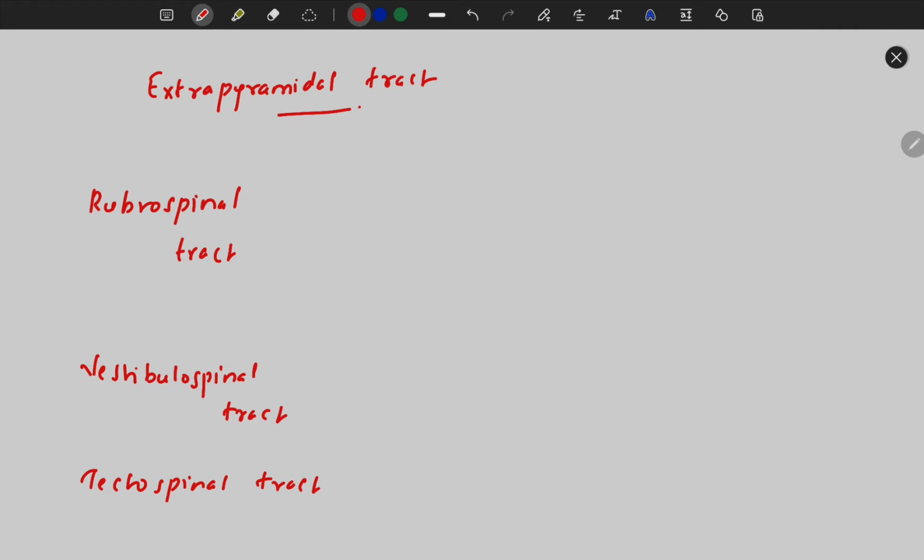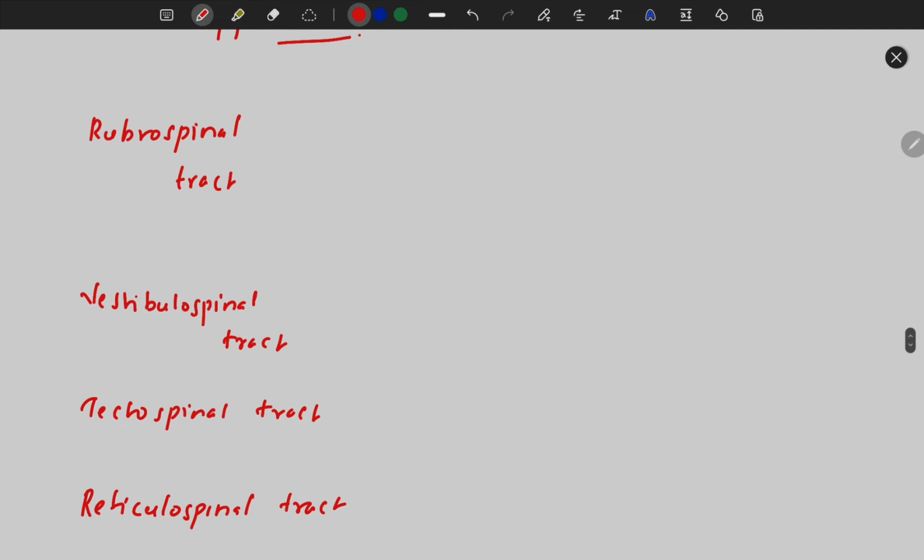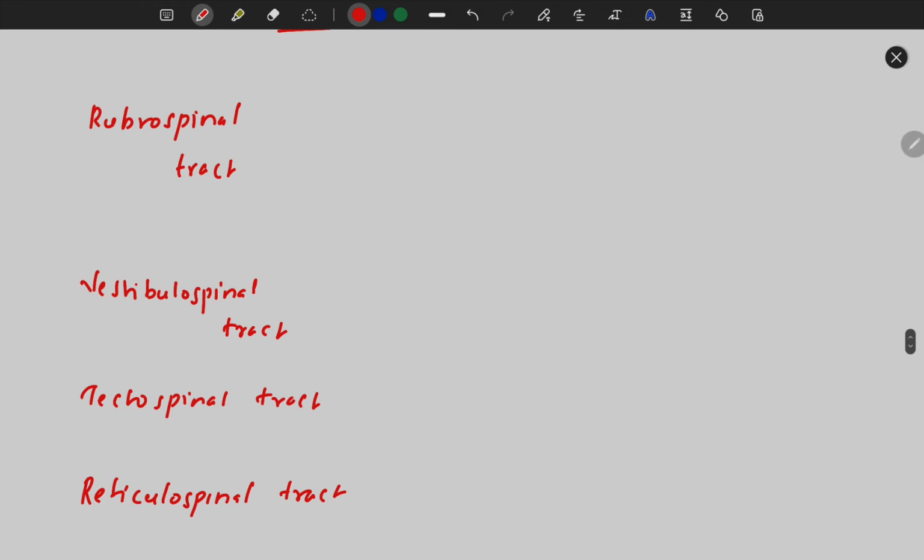So in the extrapyramidal tract, we have the rubrospinal tract from the red nucleus to the spinal cord, vestibulospinal tract, tectospinal tract, and the reticulospinal tract. So these three, they will descend medially, so they are included in the medial motor pathway, whereas the rubrospinal tract descends laterally, so it is included in the lateral motor pathway.